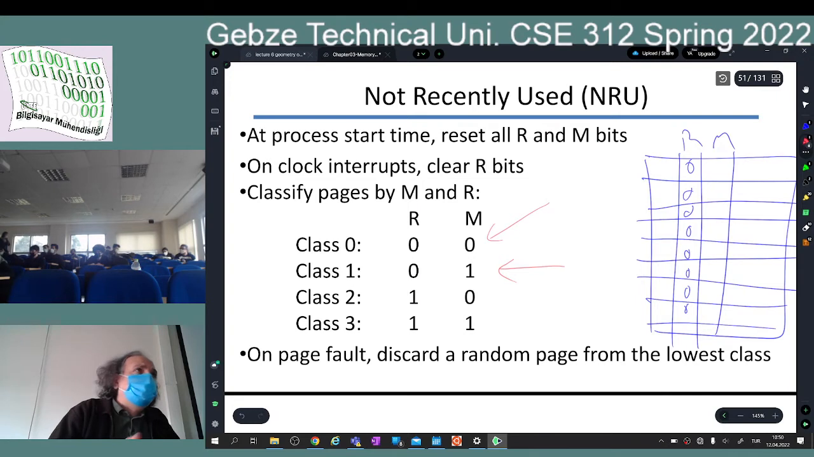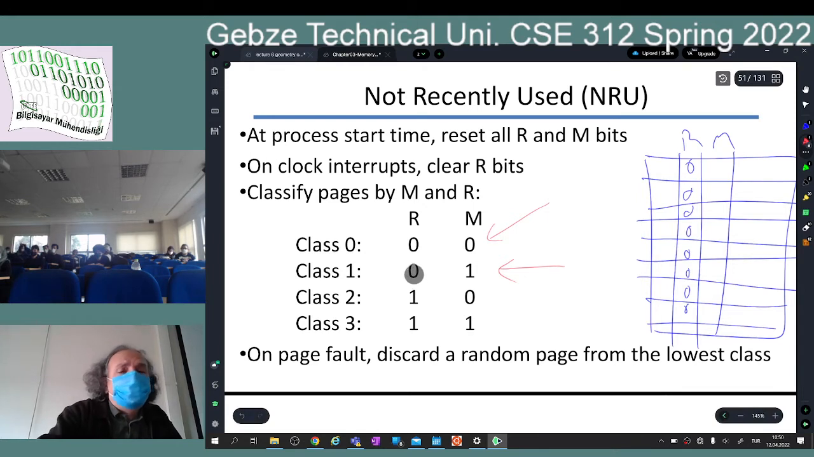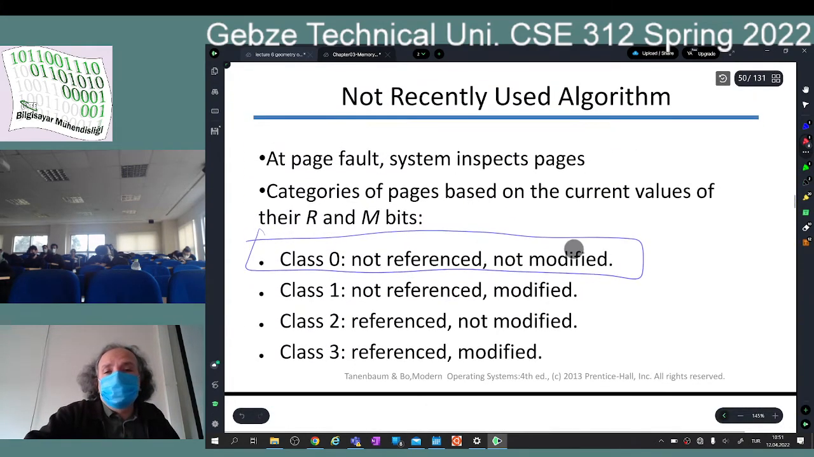If this is one, that means that somebody has modified or accessed this page in the last 50 milliseconds, but nobody has accessed this page. Well, you might say, how about this one? This one might be because in the last 50 milliseconds, or maybe 100, 150, 200, nobody clears the M bit. But I know that the R bit is cleared at every clock interrupt. That's why we replace class 1 before class 2. So that's the not recently used algorithm.